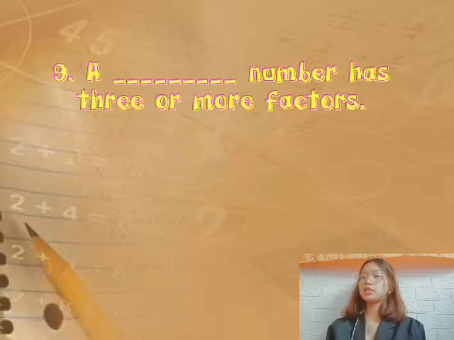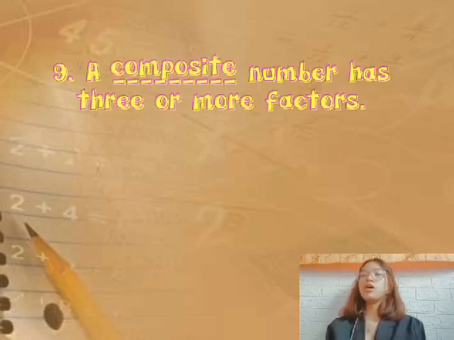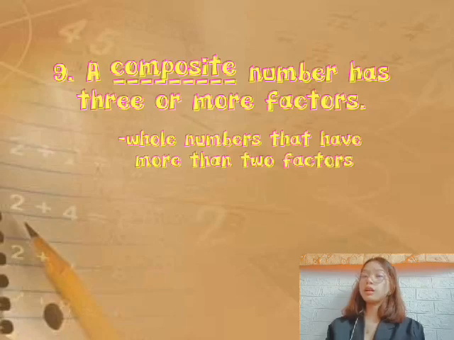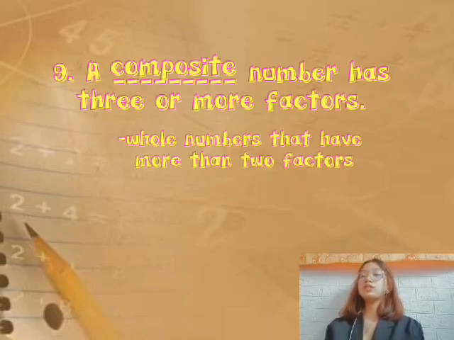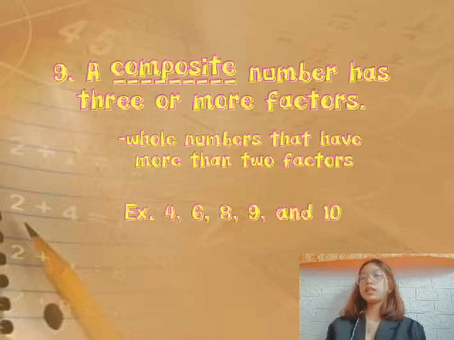A blank number has 3 or more factors. The answer is composite. Composite numbers can be defined as the whole numbers that have more than 2 factors. Whole numbers that are not prime are composite because they are divisible by more than 2 numbers. For example, 4, 6, 8, 9, and 10 are the first few composite numbers. In other words, composite numbers have factors other than 1 and itself.